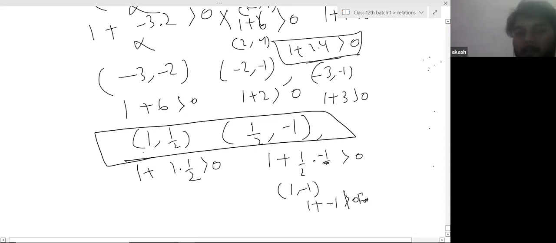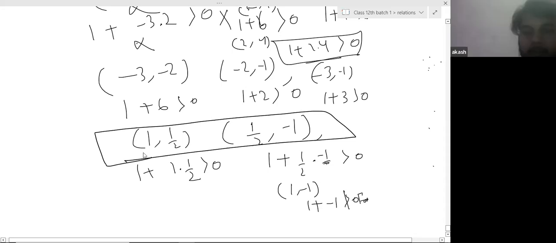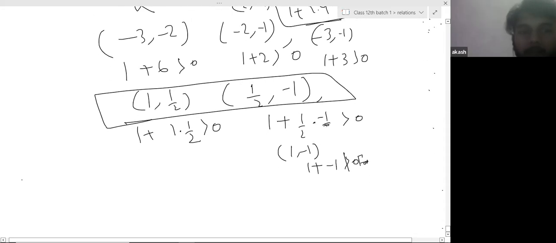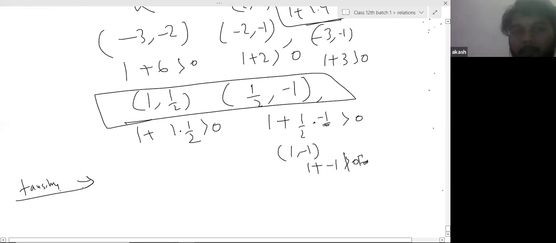Everyone is clear about this? Yes, sir. Right? So very good, Kulsum. Sir, is there any easy way to generate these examples? No, you have to observe. There is no easy way to think.